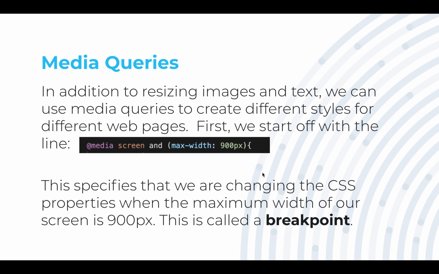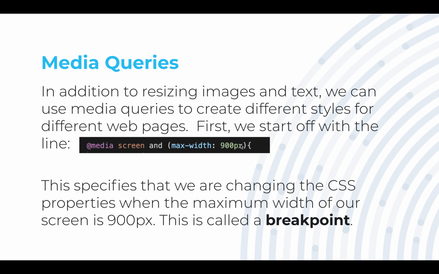Media queries. In addition to resizing images and text, we can use media queries to create different styles for different screen sizes. First, we can start off with the line @media screen and max-width 900 pixels. This specifies that we're changing the CSS properties when the maximum width of our screen is 900 pixels. This is called a breakpoint. We use the keyword max-width to indicate that we're adding a breakpoint when the screen size gets a lot smaller, so when the maximum width is 900 pixels.